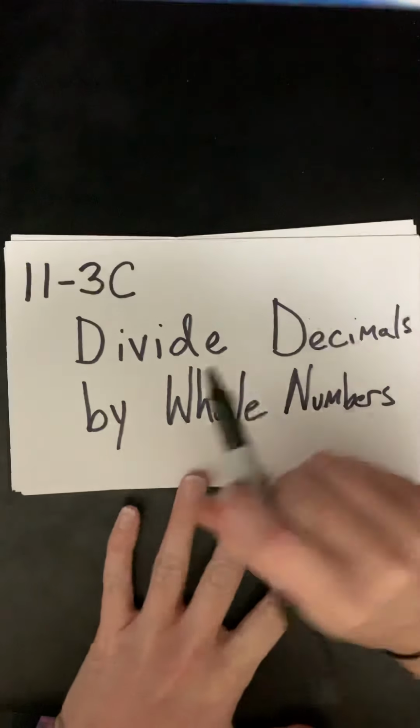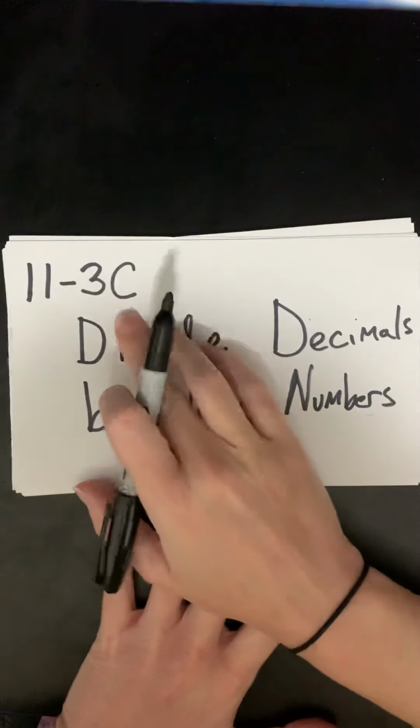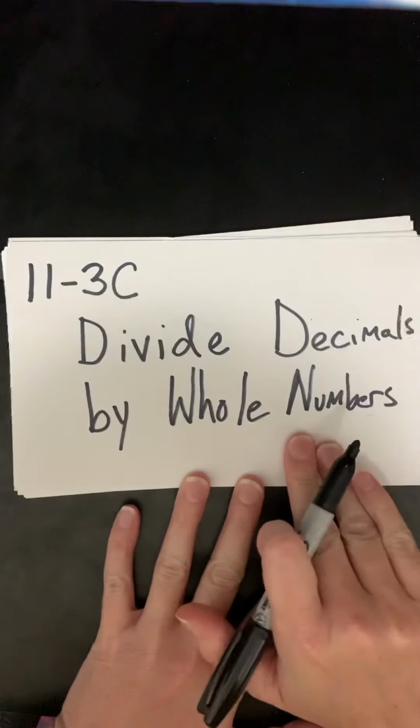Hello everyone. So right now what we're going to do is 11-3C, dividing decimals by whole numbers.